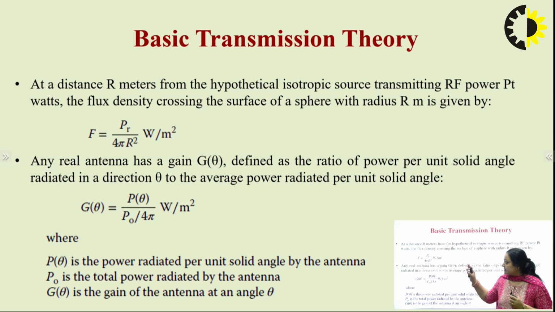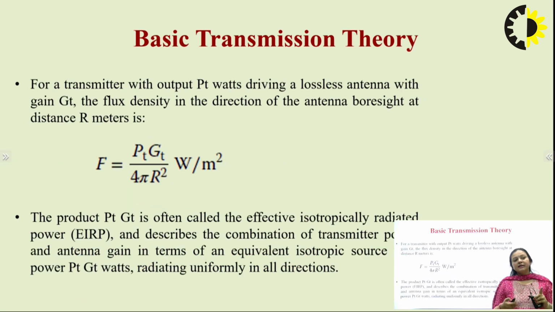So at a distance r, how will we calculate the flux density? Flux density will be the power received per unit area. So power received is PR, and per unit area of your sphere, the area of a sphere is 4 pi r square, watt per meter square. So this was for the isotropic antenna. So for the isotropic antenna, you have the power per unit area, that is PR by 4 pi r square. If I consider a directional antenna, I'll have PT GT by 4 pi r square. GT is the gain of your transmitting antenna.